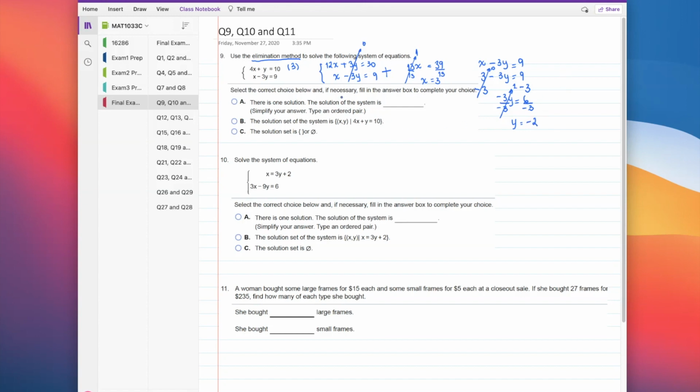So the final answer, there is one solution, and it is a point, to write in ordered pair, of course. The point is 3, -2. So it means that those two lines cross each other in one point, and the point is 3, -2. Next one. They just ask you to solve the system of equations, didn't give you the method, but you just observe.